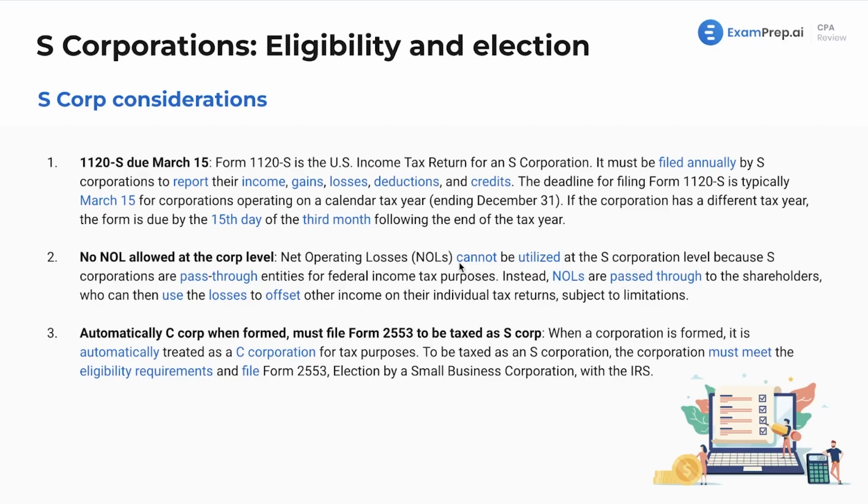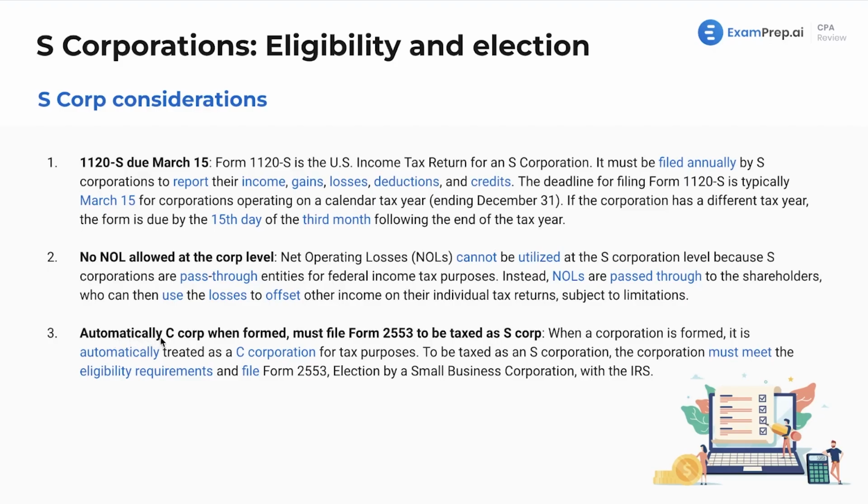Just like you're not getting taxed at both levels, you're also not taking benefits or losses, anything like that, at both levels. S corporations are pass-through entities. Instead, NOLs are passed through to shareholders who can use them to offset other income on their individual tax returns, subject to limitations and dealing with our lessons we saw all the way back on individual income tax.